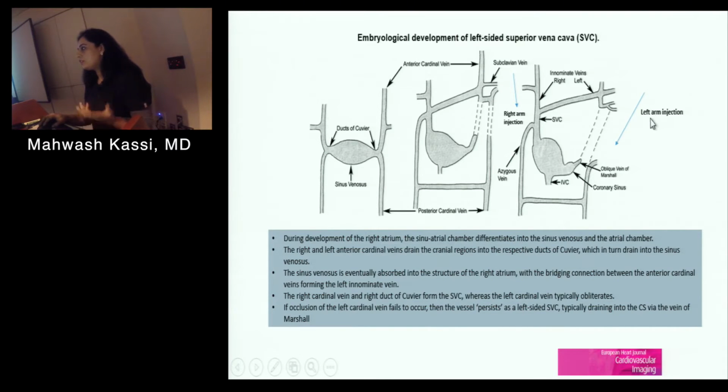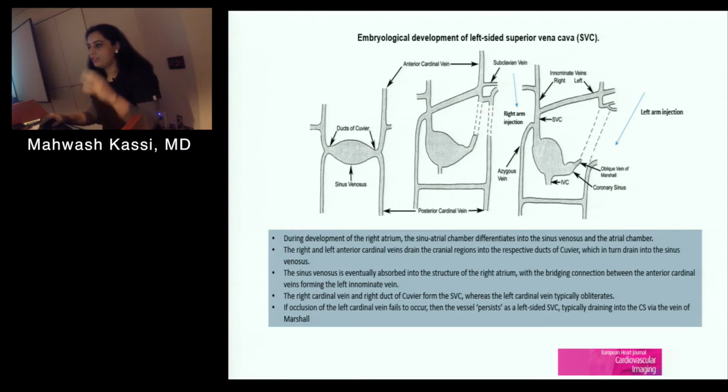But what about a left-sided injection? That would go there. Then what, if there is persistence of this structure here, where will it go first? It will go to the coronary sinus first, and then it will go to the right atrium subsequently after that. You nailed it. You explained to us that basically it goes into the coronary sinus first when there is persistence of the left SVC.